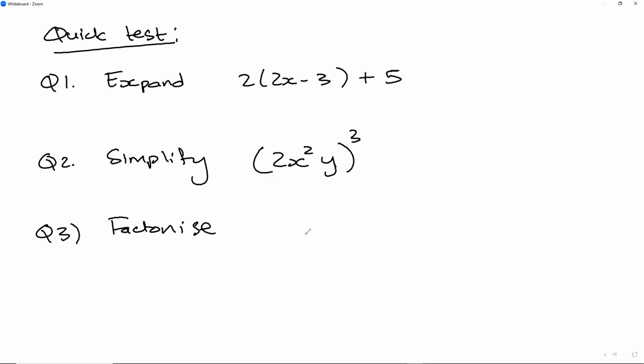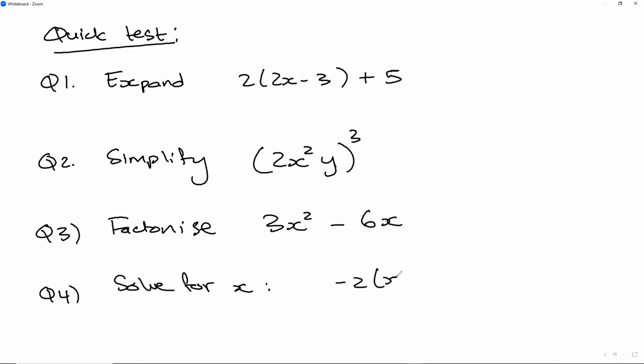Factorize 3x squared minus 6x. In question 4, solve for x, given negative 2x minus 3 equals 4. Give it a go, try your best, let's see what you got.